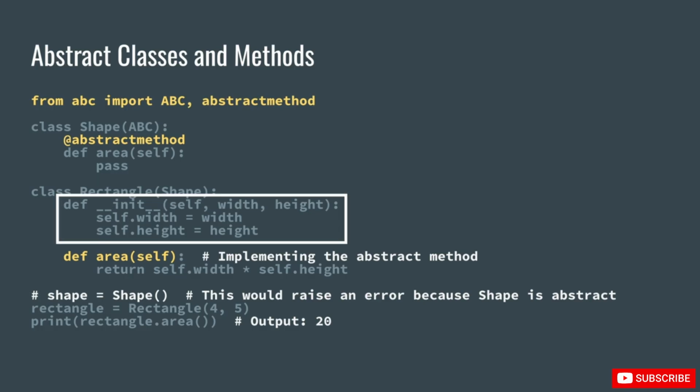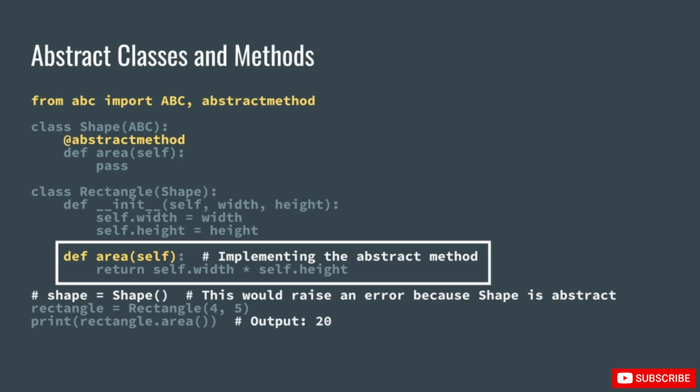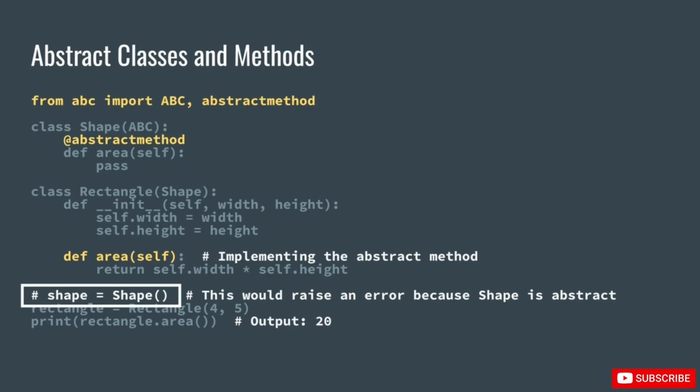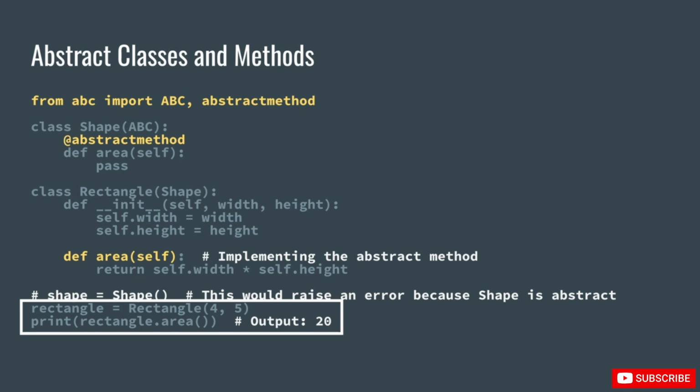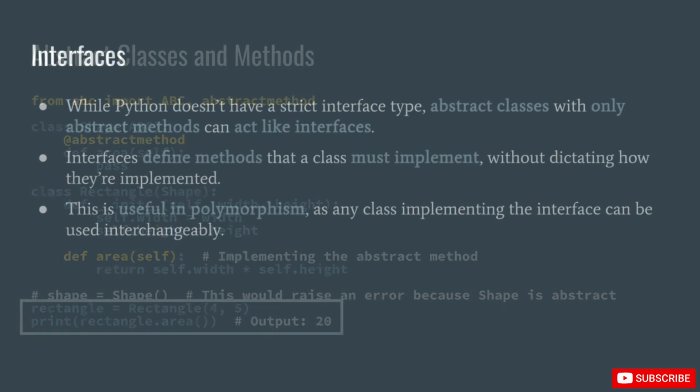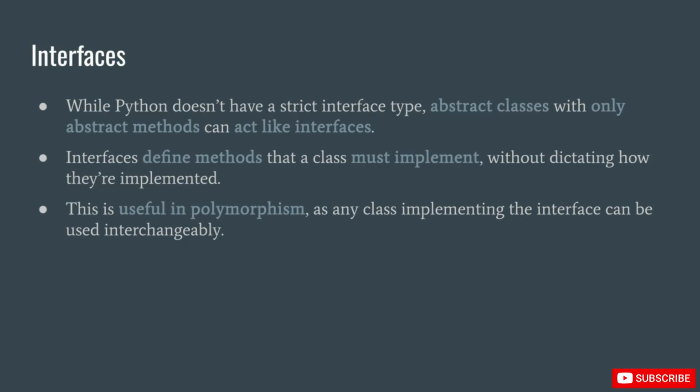Next, we create a Rectangle class that inherits from Shape. In the Rectangle class, we define an init method that takes width and height as parameters. Here's where we implement the abstract method. The area method calculates the area by multiplying width and height. Now, attempting to instantiate the Shape class would raise an error since it's abstract. Instead, we create an instance of Rectangle with dimensions 4 and 5, and when we call the area method, it returns 20.